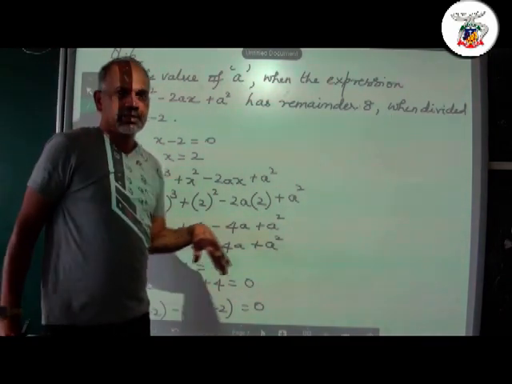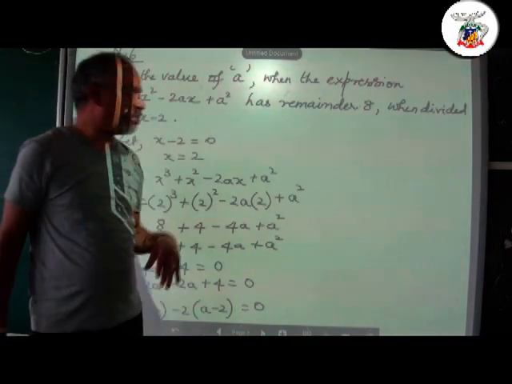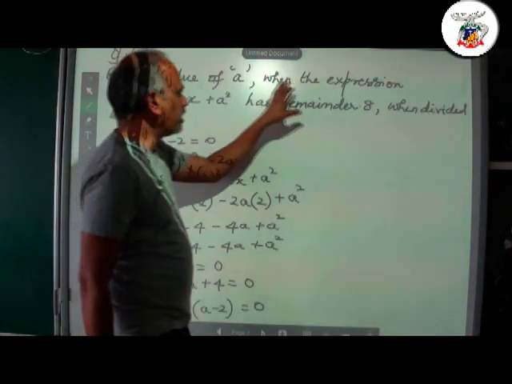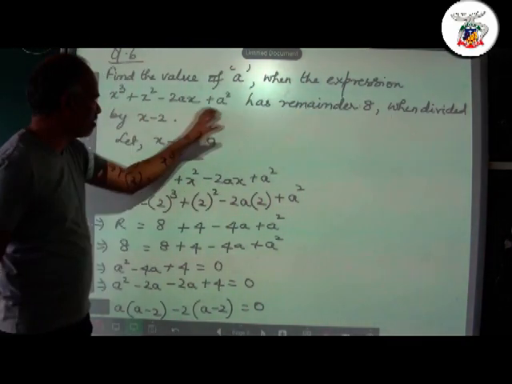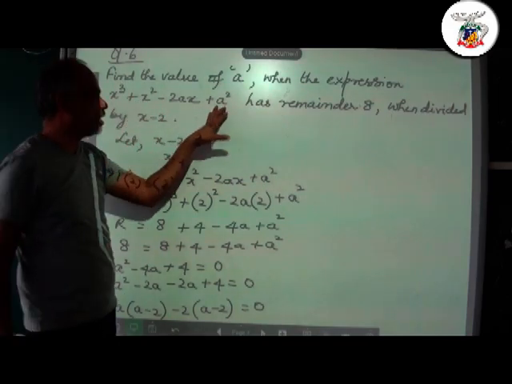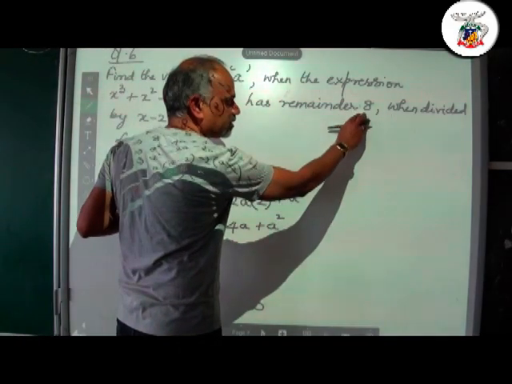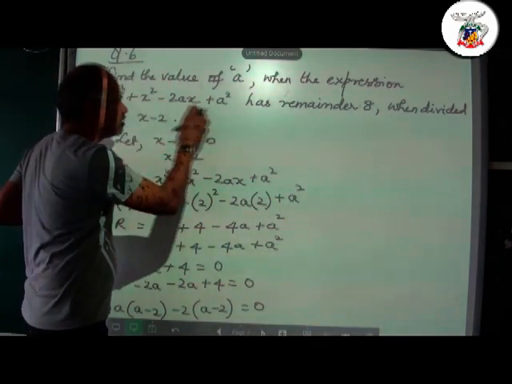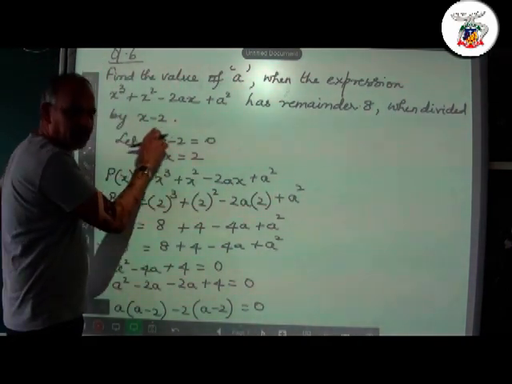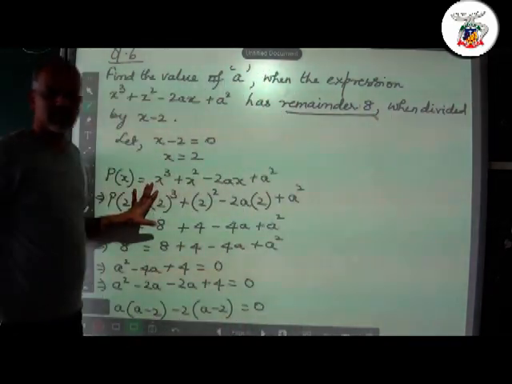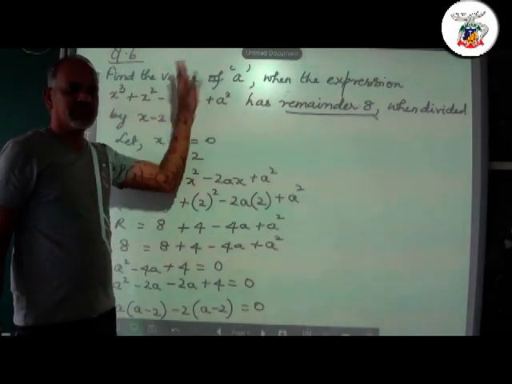Next question is question number 6 in the same exercise. Okay. Find the value of a when the expression, this is the expression given, x cubed plus x squared minus 2ax plus a squared has remainder 8 when divided by x minus 2. This is the polynomial and it is divided by x minus 2 and it says the remainder is 8. Okay. Procedure is the same.